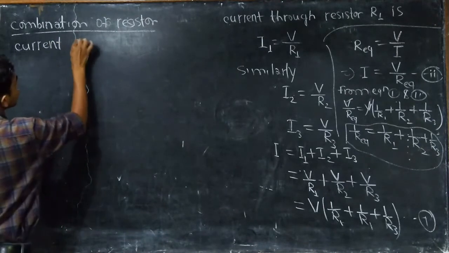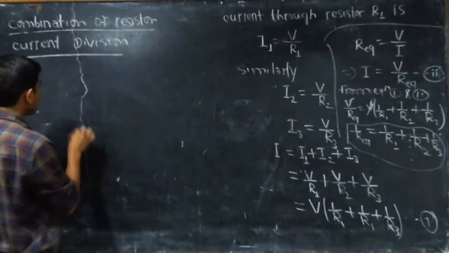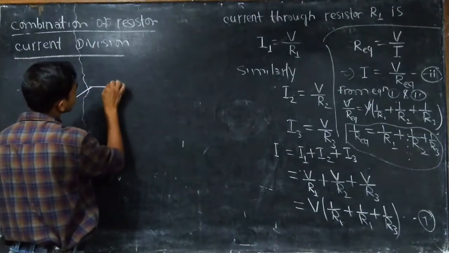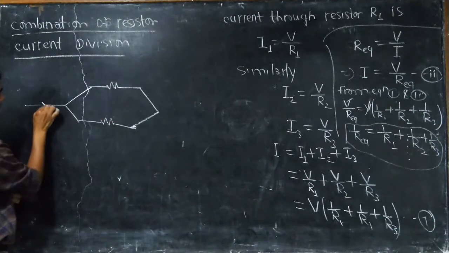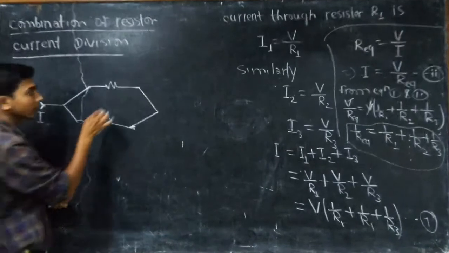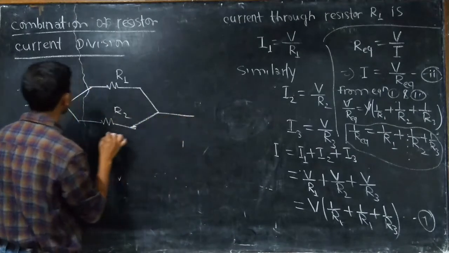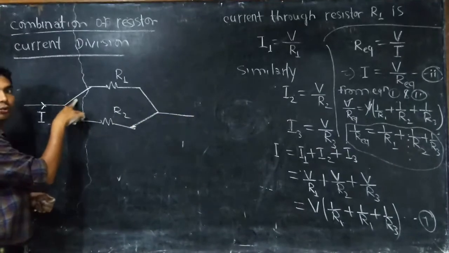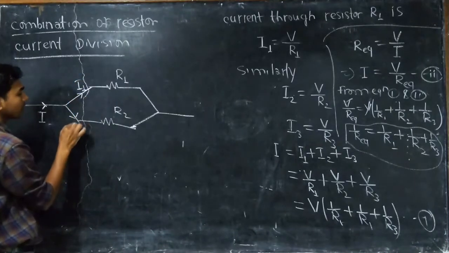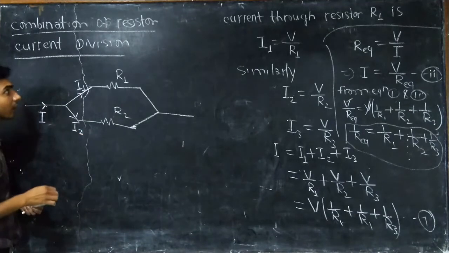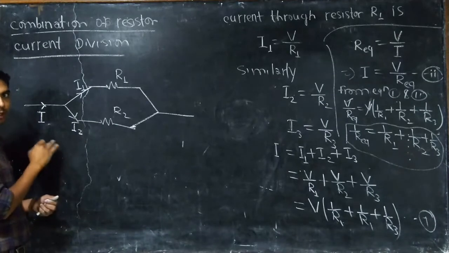Current division. Now you can see, suppose two resistors are connected in parallel, and here current I is coming, right? So this is your R1, this is your R2. This I current is going to divide into 2 parts here. In this direction, suppose I1 is going, and in this direction, I2 is going. In current division, we are going to study how much is the value of I1 and I2, right?